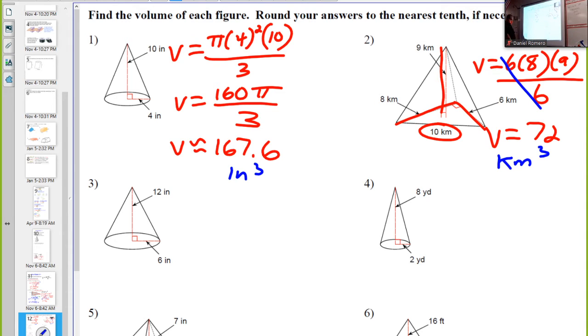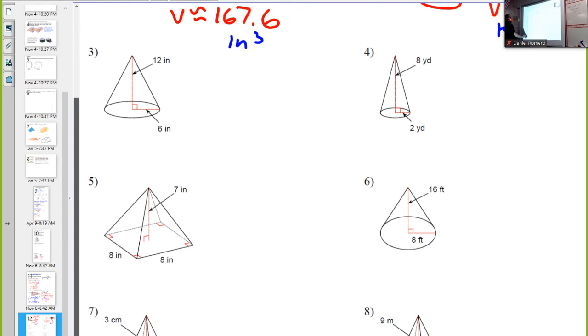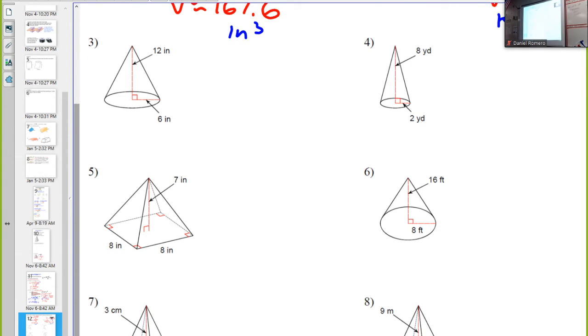Okay, more cones. Everybody loves cones. Give it to me in terms of pi. Take that, Ferris.